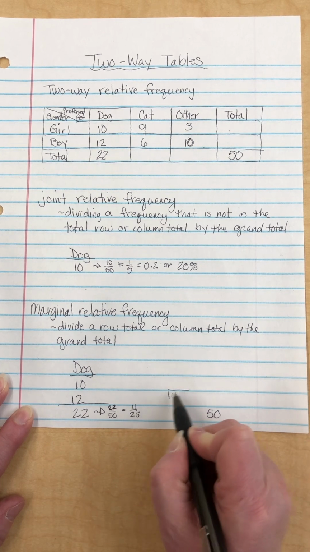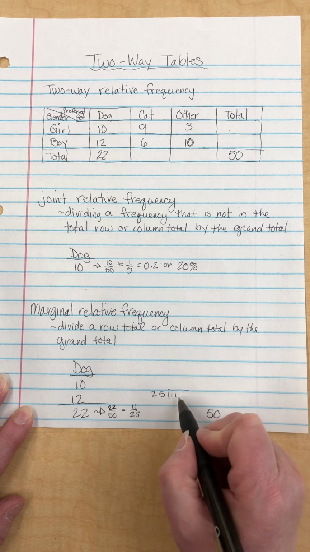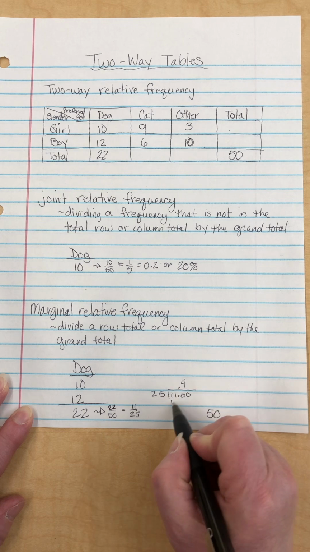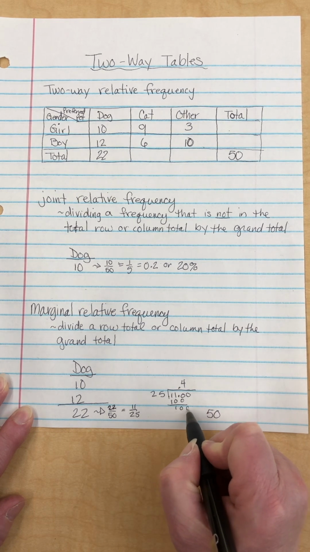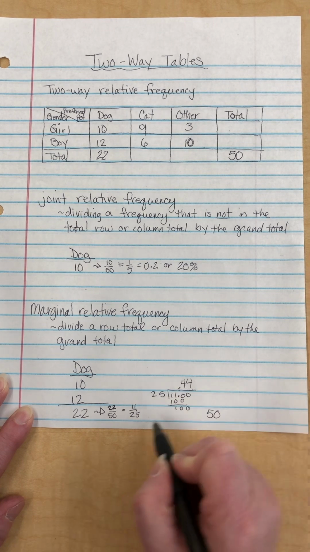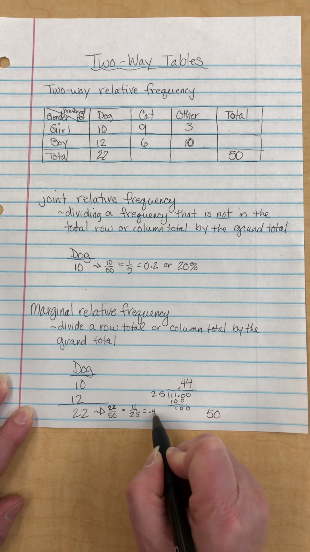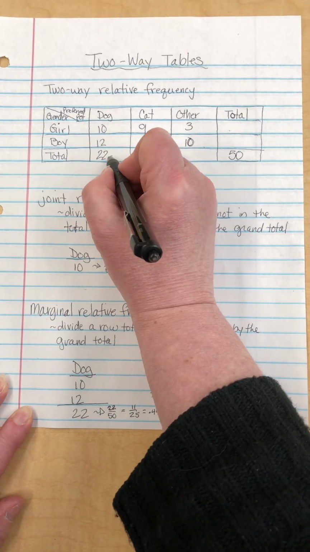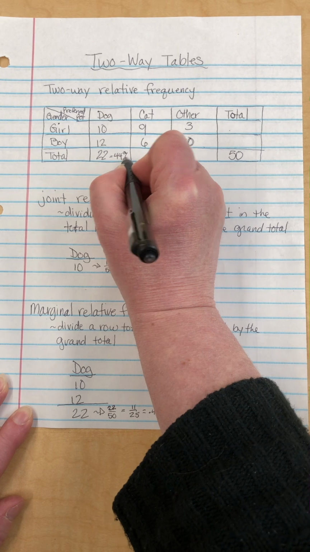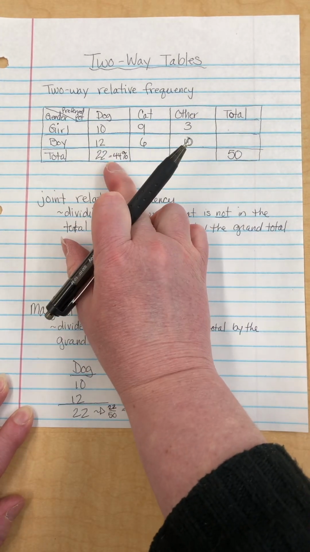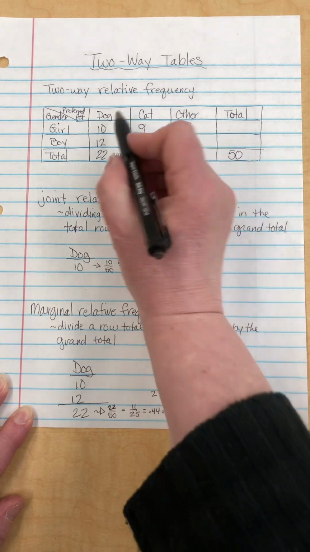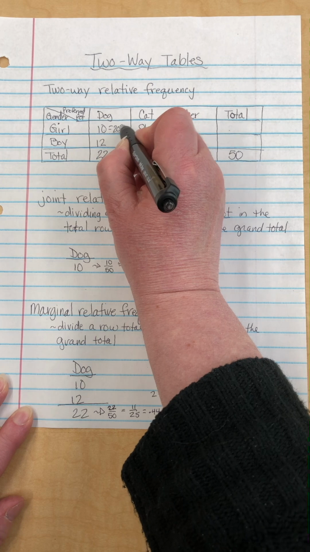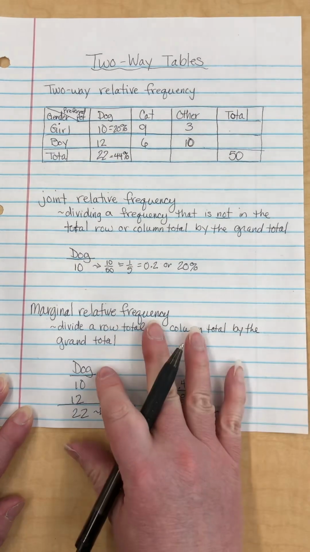Then if you do your math, or use a calculator, you're going to get your decimal. 25 goes into 44 one time, leaving 19, and carrying on, it's exactly 0.44, which as a percent is 44%. So 44% of the total amount of people that were surveyed said dog. And for the girls up here, 20% of the girls said dog. So this is what you're doing with two-way tables.